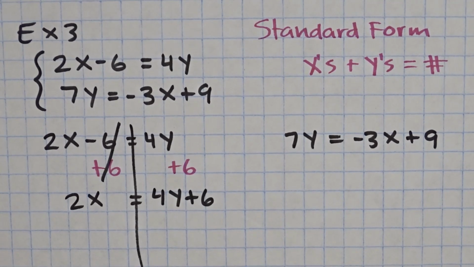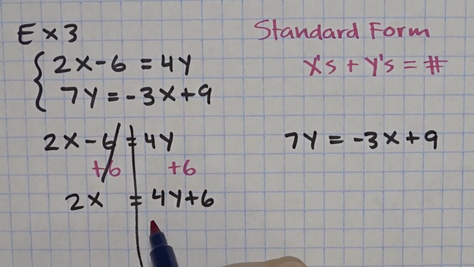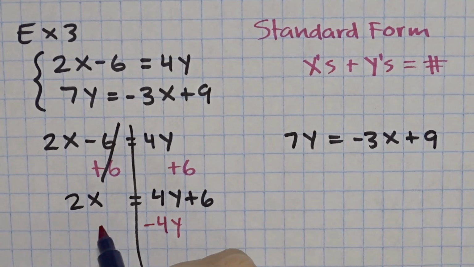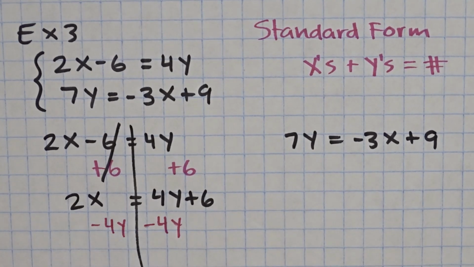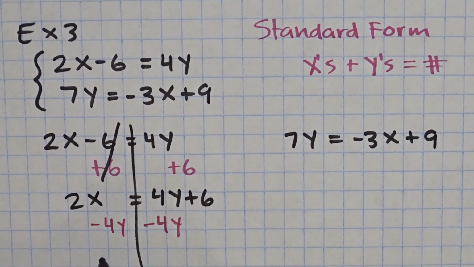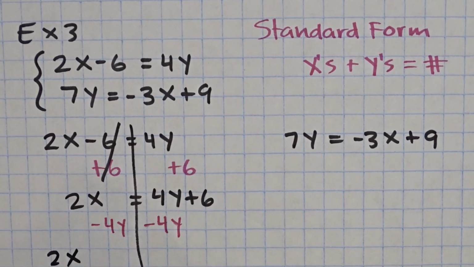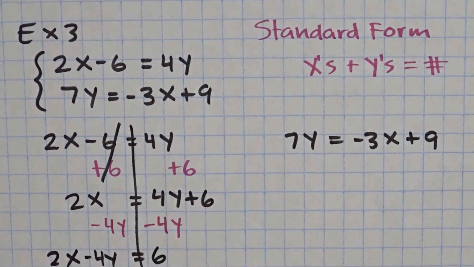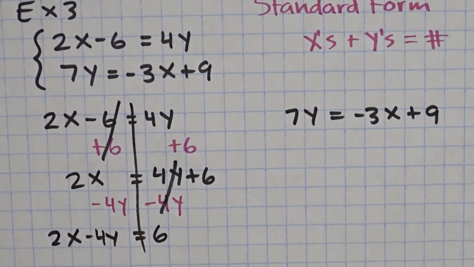The other one we said was in the wrong place was this 4y. Okay, this 4y needs to be on this side with the x term. So it's going to be a subtraction of 4y on both sides. And now on this side I'm left with 2x minus 4y equals 6. So this is gone. Now it's in standard form.